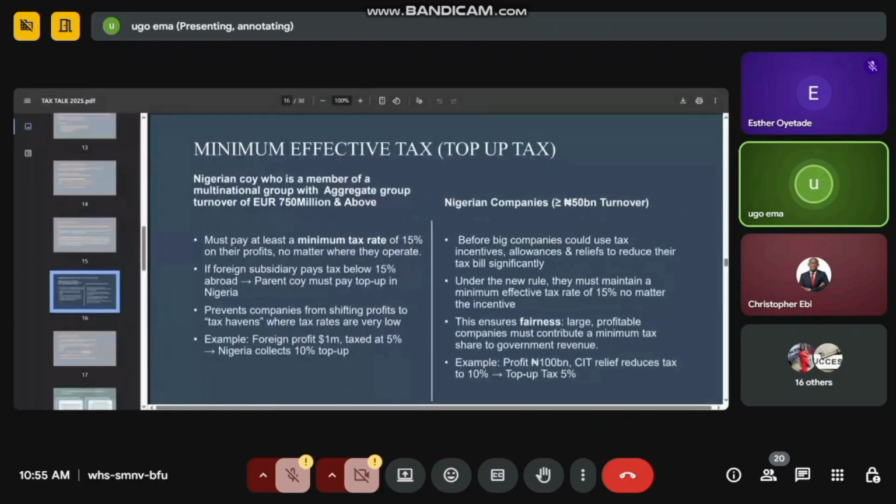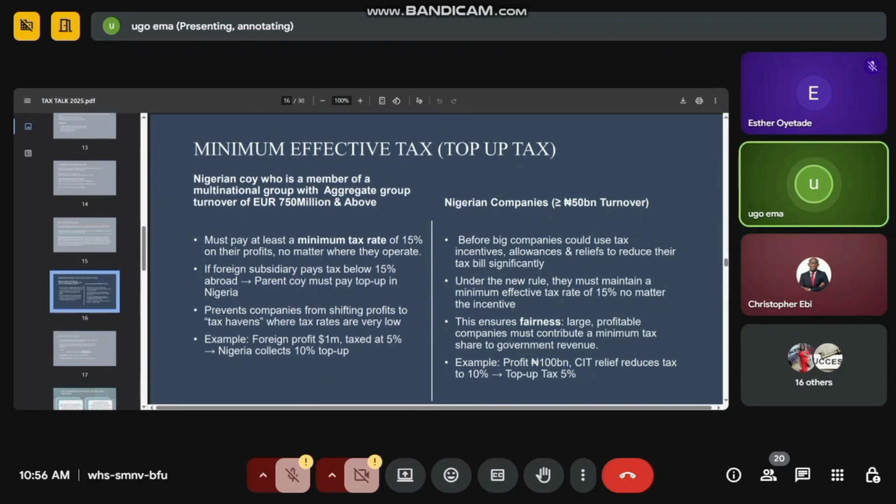But what the new tax law is saying is that if after you have enjoyed all your reliefs and allowances your effective tax rate is below 15%, you must pay a top-up tax to ensure that it is up to 15%. For example, if at the end of the day your effective tax rate comes up to say 10%, there must be an additional top-up tax of 5% to ensure that it is 15%. And what this is trying to ensure is fairness, and that profitable companies also contribute a minimum tax share to government.